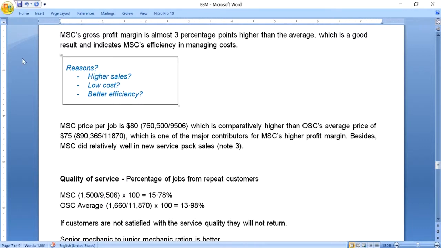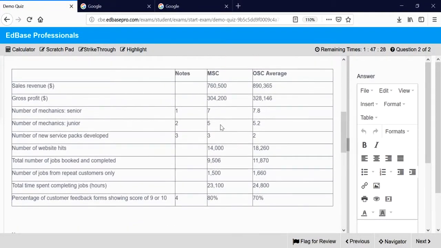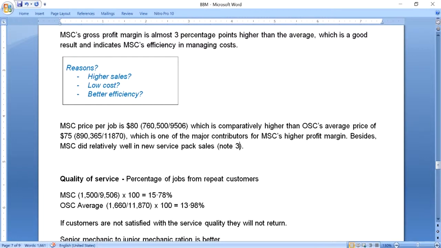All right, now in terms of low cost, you can say something obviously, because here we can see our senior staff number is comparatively low compared to the average. So that means our staff cost is obviously a bit lower. Again, our junior staff number is also a bit low compared to the average. So you can just state it if you wish to, but we have already found 2 good reasons for this, so I didn't bother to include it, but if you wish, you can also include it.